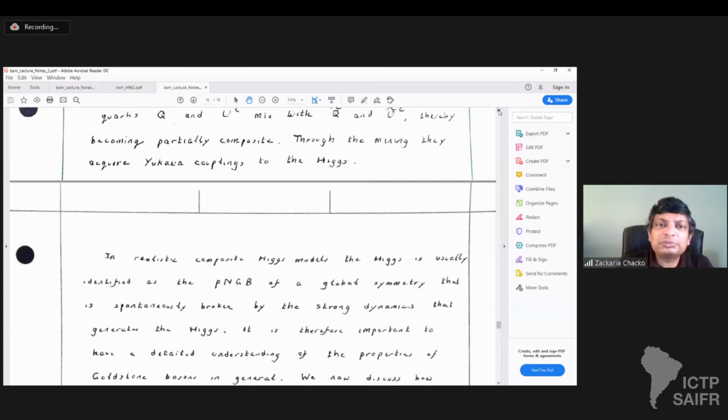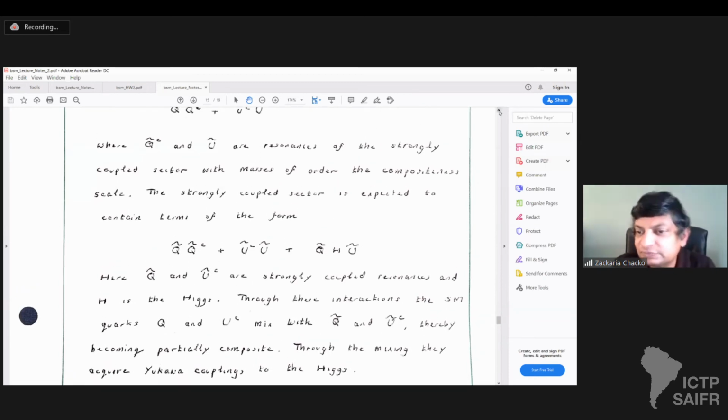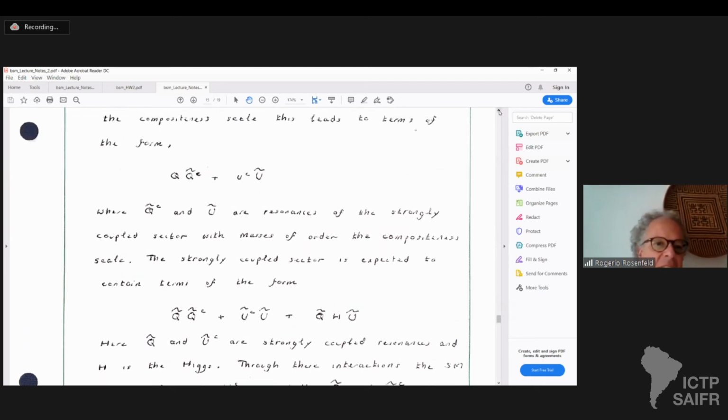Let me stop there and ask if there are any questions so far about composite Higgs. I don't see any questions right now, but I can ask a question. When you write down these operators that couple to standard model quarks, can you say something about the naive dimension of these operators? If they have to be, there's any hint of, at some point they, yeah, go ahead.